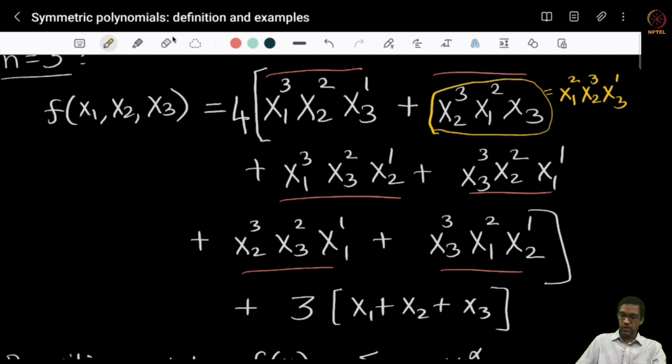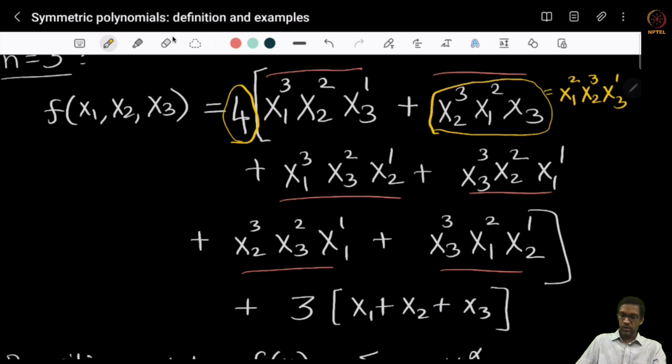So that's really what's going on here, that all these 6 monomials can be thought of as follows. You fix x1, x2, x3 and you permute the alphas. And all permutations of the alphas, those different monomials that you get, all of them have the same coefficient 4.